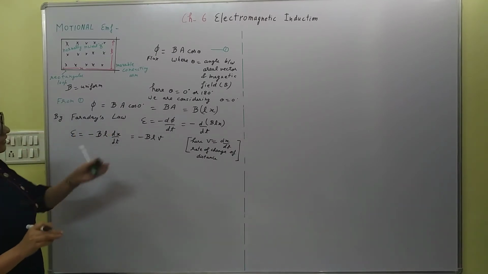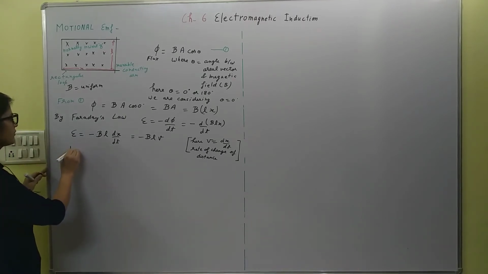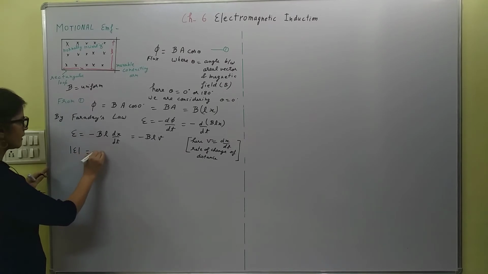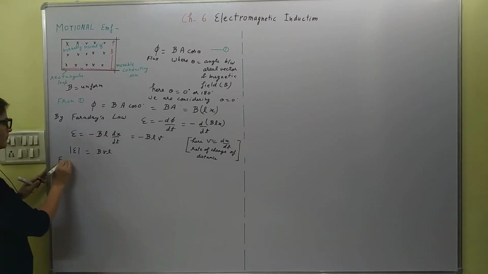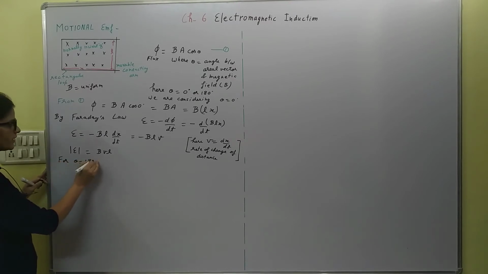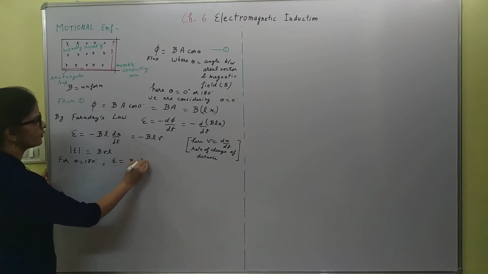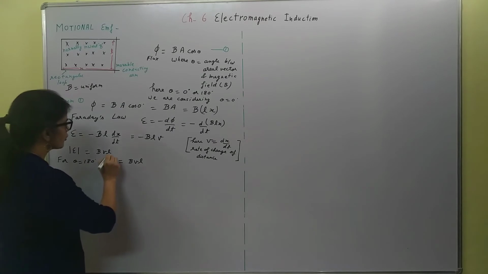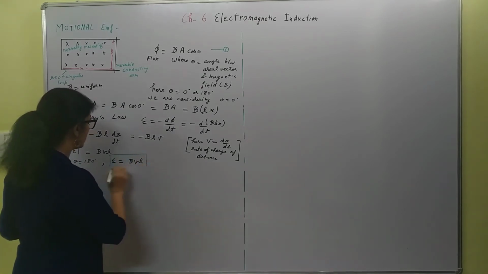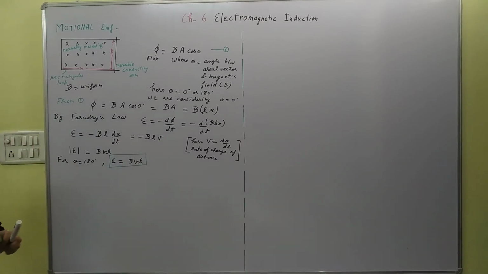If we would have taken theta is equal to 180 degree, then EMF would have been positive. So in case we are taking magnitude, in this case this will be BVL, and for theta is equal to 180 degree, EMF will be BVL only, right? So this is the expression for the motional EMF which is developed in a moving conducting rod on a rectangular loop, right?